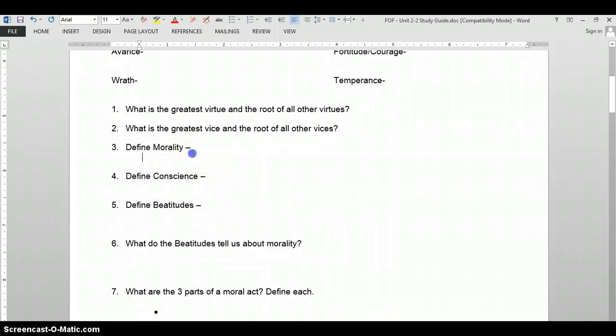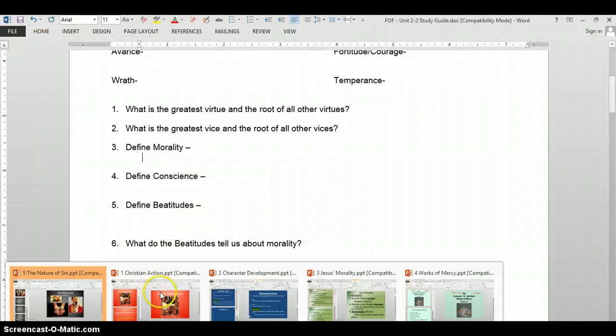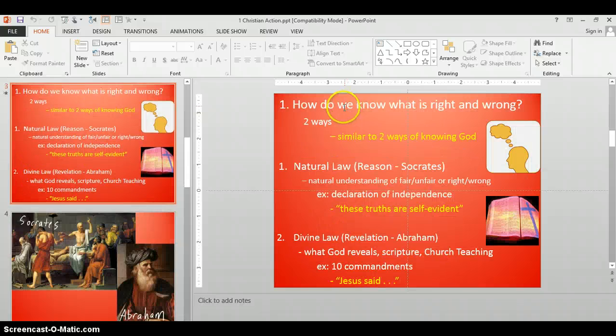Define morality. Morality is knowing and choosing right from wrong. You can find this in notes 1. Define conscience. You can also find this in notes 1. This is our interior decision maker.